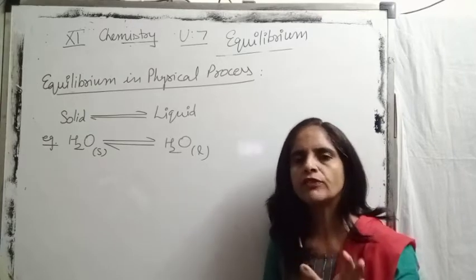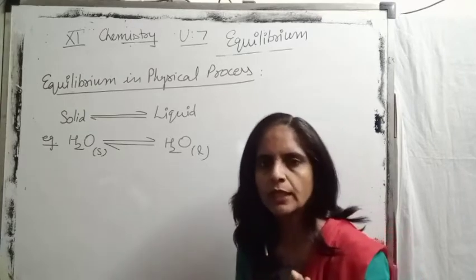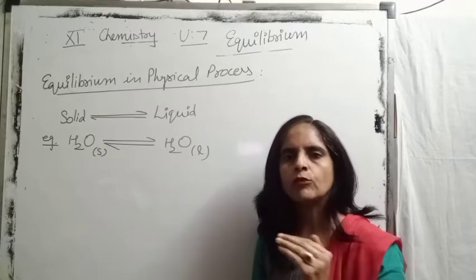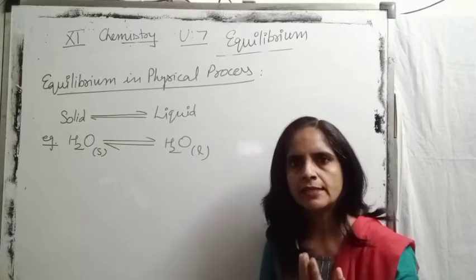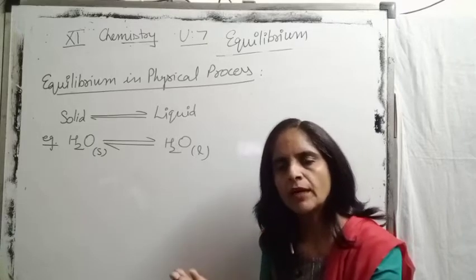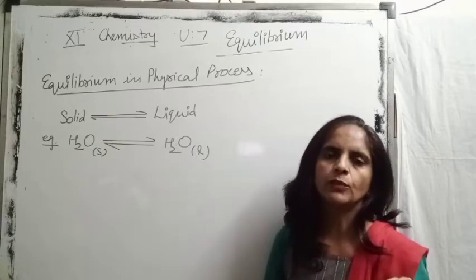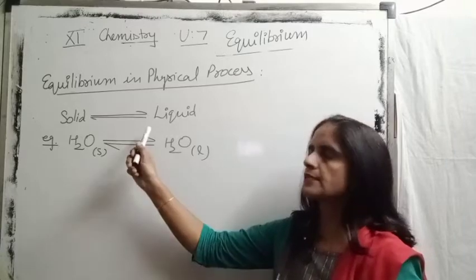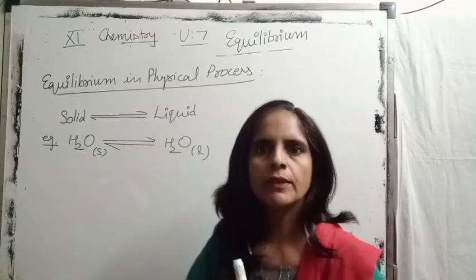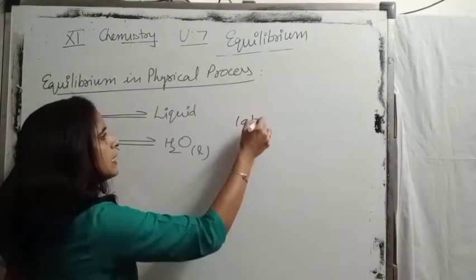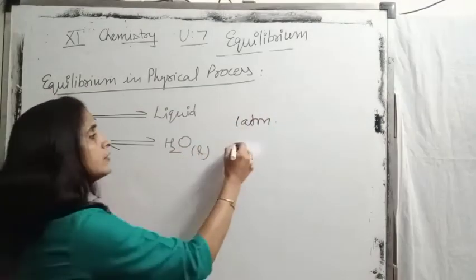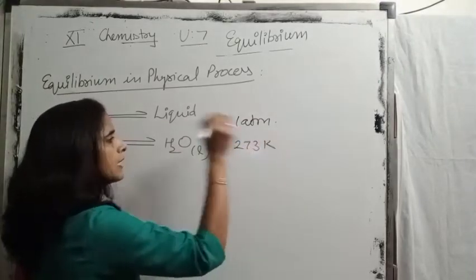If no exchange of heat and matter is taking place with the surroundings, ice and water remain in equilibrium. Whatever amount of ice is converting into water, the same amount of water is converted back into ice. So the system remains in equilibrium. We can attain this equilibrium only at 1 atmospheric pressure and 273 Kelvin.